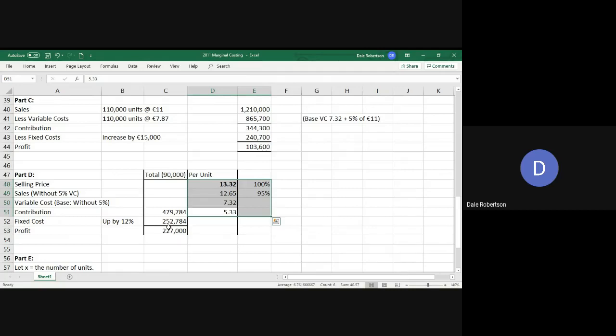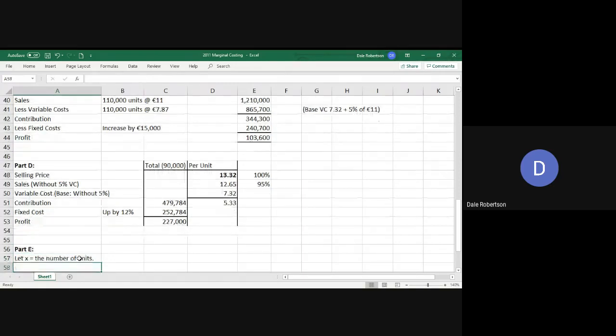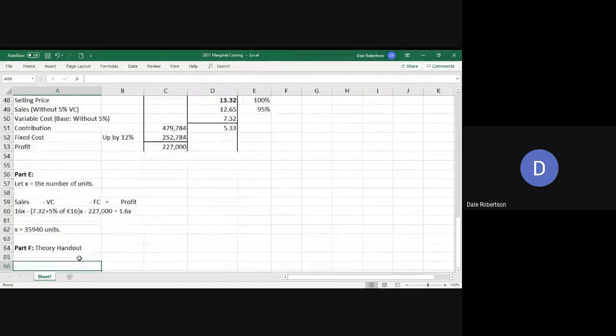And finally, we're on to part D. And part D says calculate the number of units that must be sold at 16 euro per unit in order to provide a profit of 10% of the sales revenue from these same units. Well, this is algebra, and we're going to have a quick look down here at this. So I'm going to say let x equal the number of units. That's our algebraic input here.